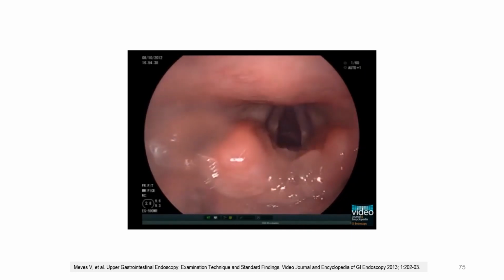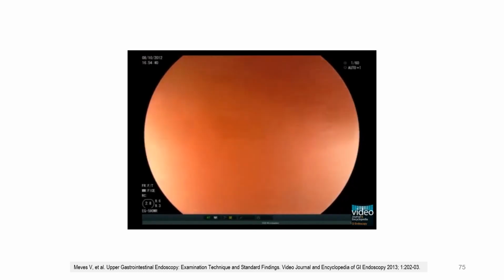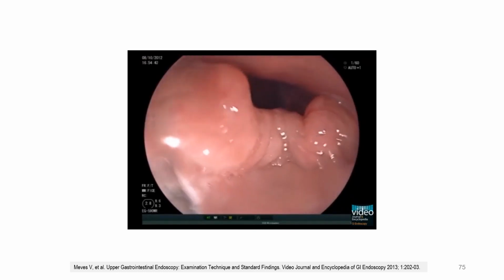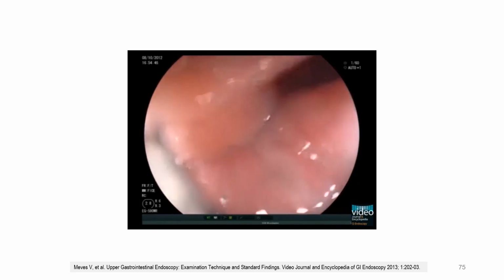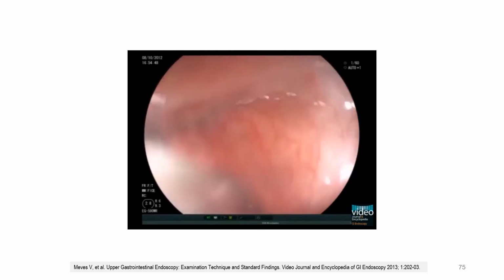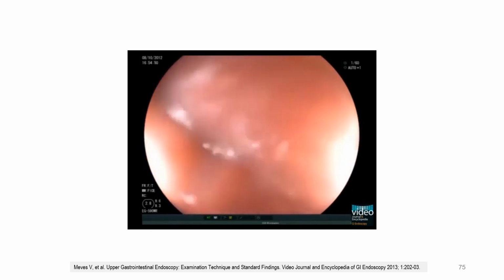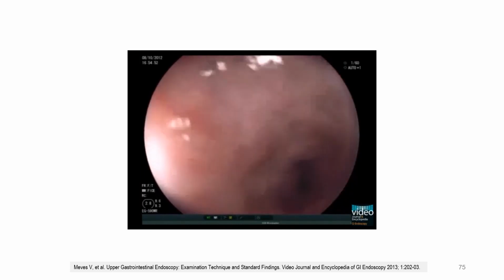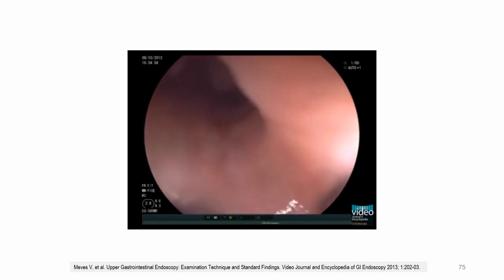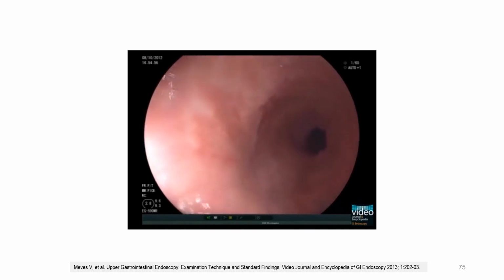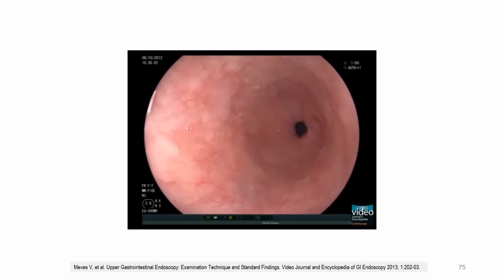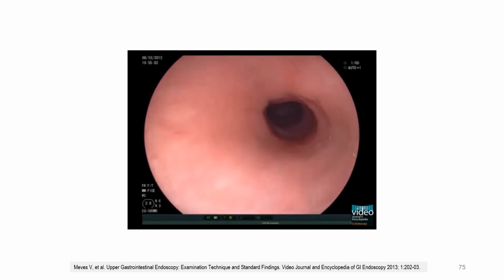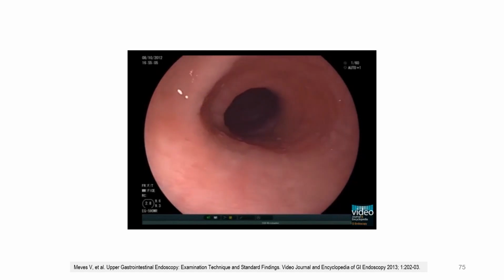When the epiglottis, the cricoarytenoid cartilage, and vocal cords appear, guide the tip of the instrument behind the cricoarytenoid cartilage and instruct the patient to swallow while you apply gentle pressure to allow the cricopharyngeal sphincter to be passed. Advance the endoscope slowly to allow careful examination of the esophageal contour and mucosa.